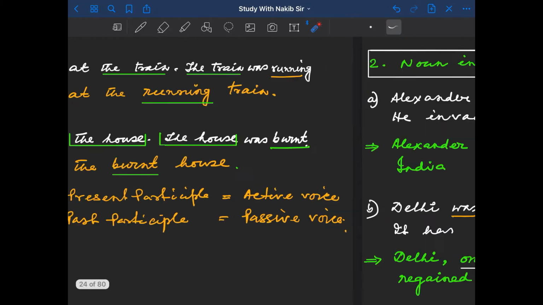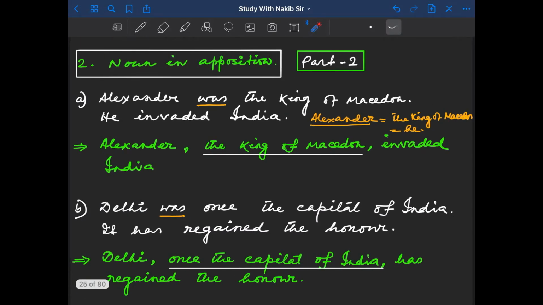Okay, now go to the next element, the noun in apposition. It is originally the lesson part 2. If you want more discussions and detailed discussion, go to this part and watch. Noun in apposition. Now first see the example.